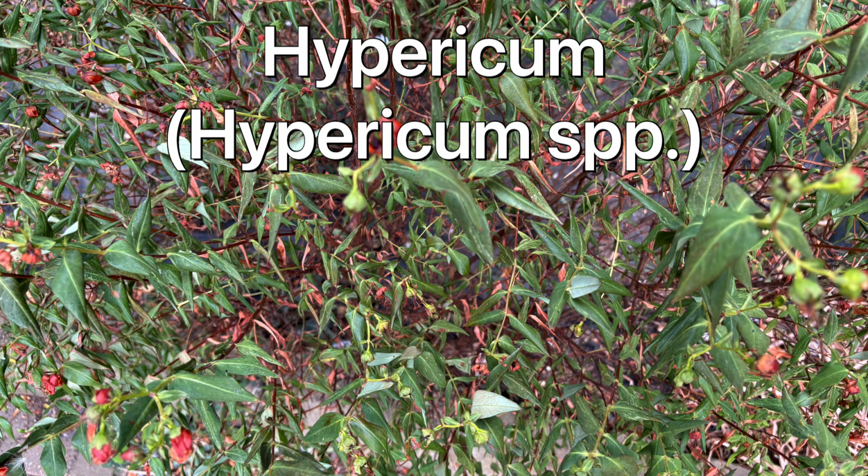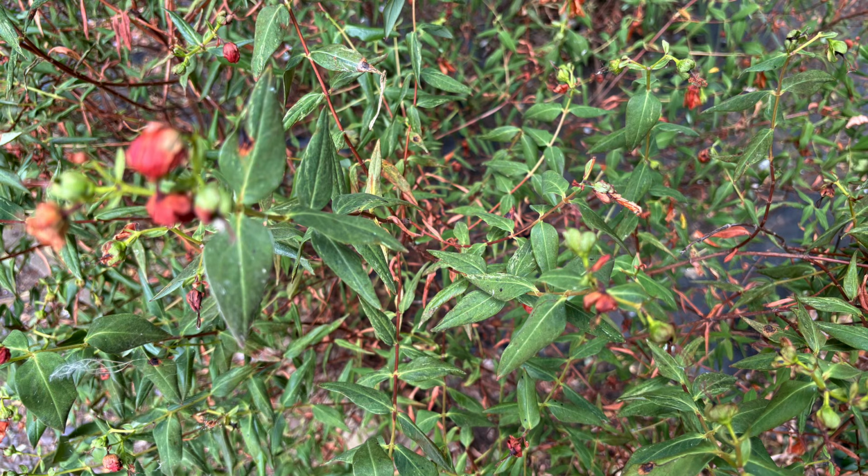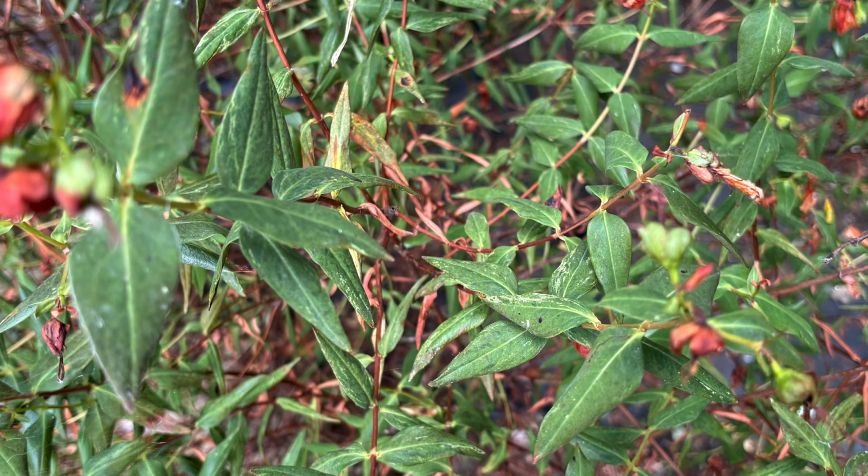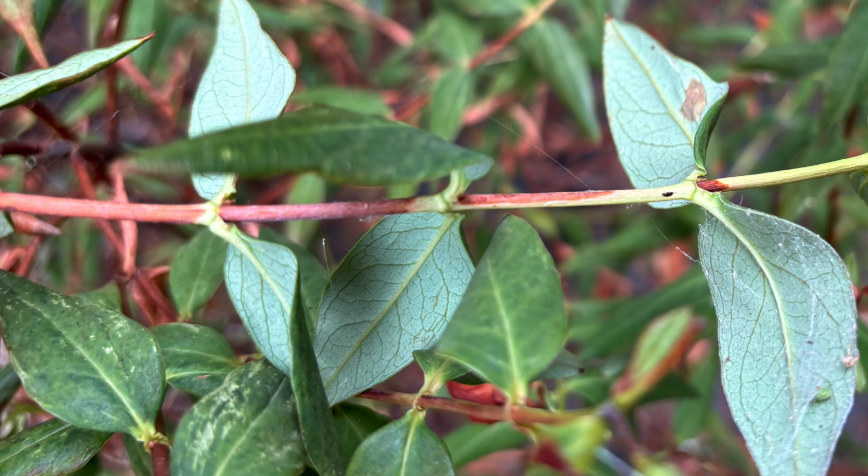Hypericum is quite uncommon but can be found within gardens. It can be found year-round, although it does drop a few leaves in winter. It is a toxic plant that I have never personally tested. One of its most distinctive features are its yellow flowers and small, soft, pointed leaves.